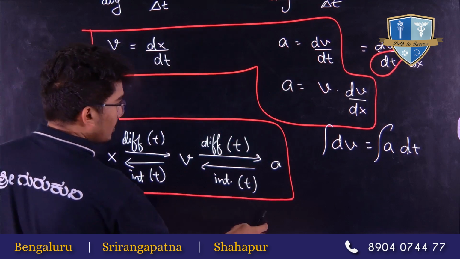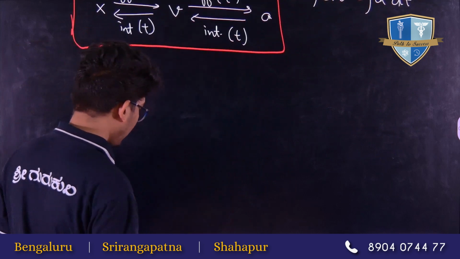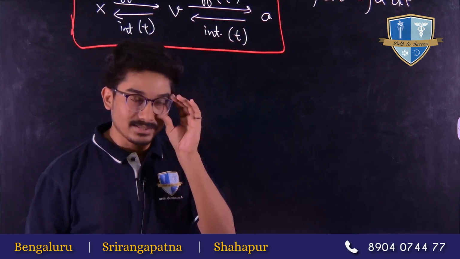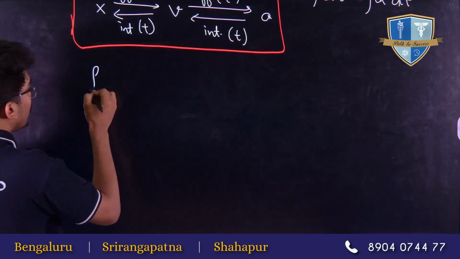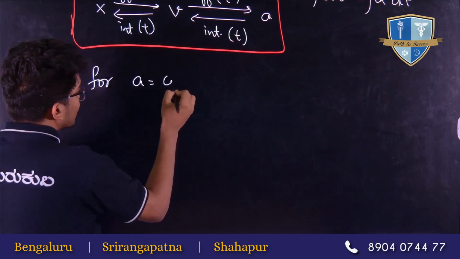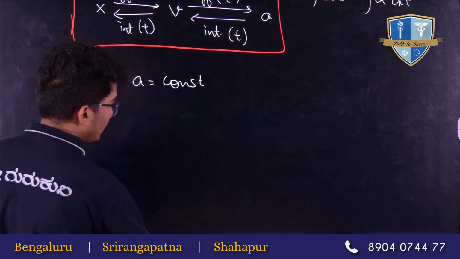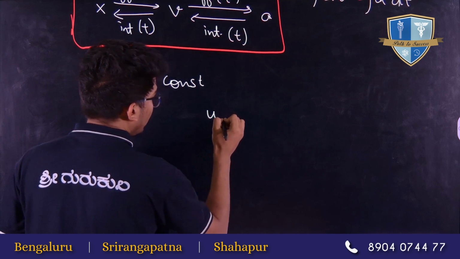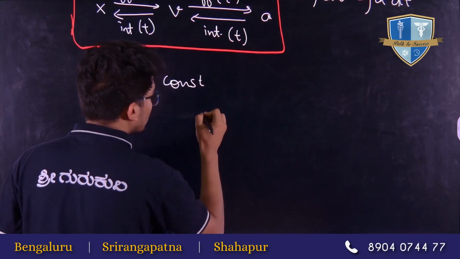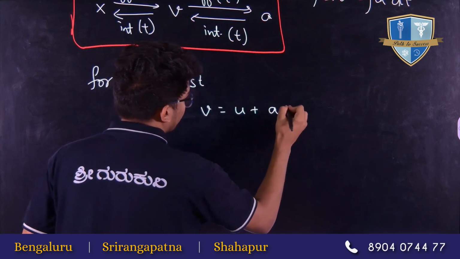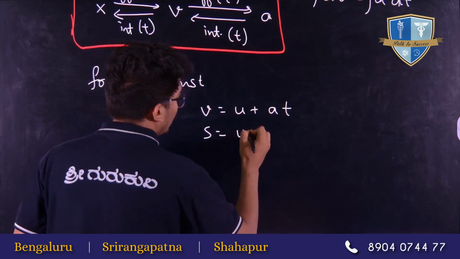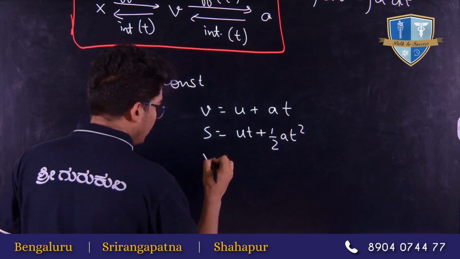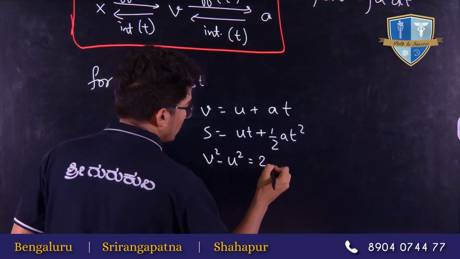Now the major part of this chapter, we study motion which has a constant acceleration. So if we assume a is equal to constant, when acceleration is constant, we get our three equations of motion, which are v is equal to u plus at, s is equal to ut plus half at square, and v square minus u square is equal to 2as.